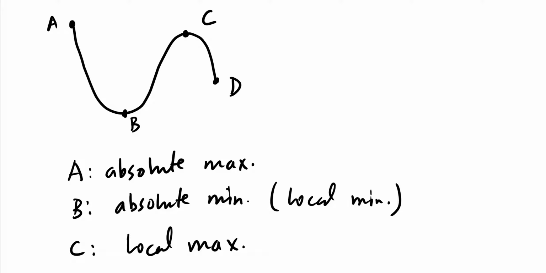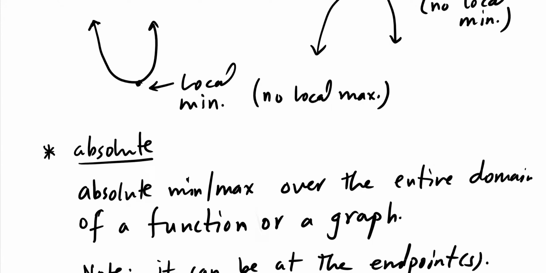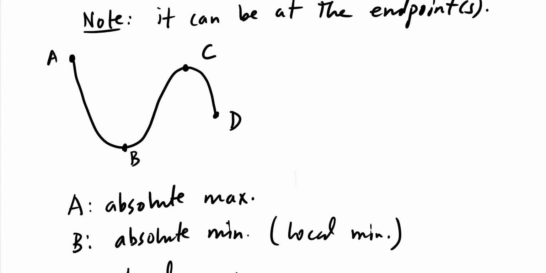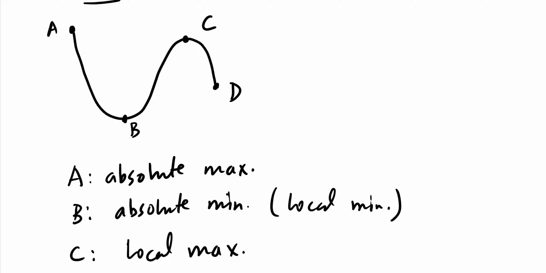So the points inside between A and D, those are the only ones that can be local min, local max. And that's why in the previous examples here, I didn't care about these arrows on both ends. I just looked inside, within a certain neighborhood, so it's not the endpoint. So the local min and max can only occur inside the interval, the open interval AB. But here it can occur over the closed interval AB for the absolute ones.